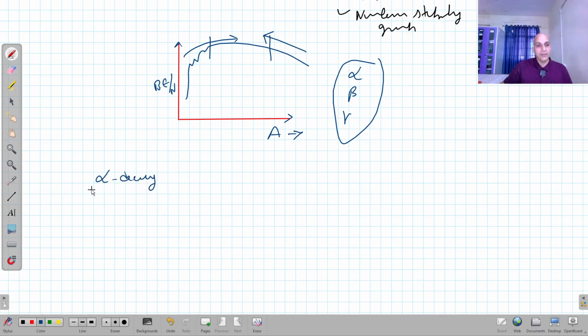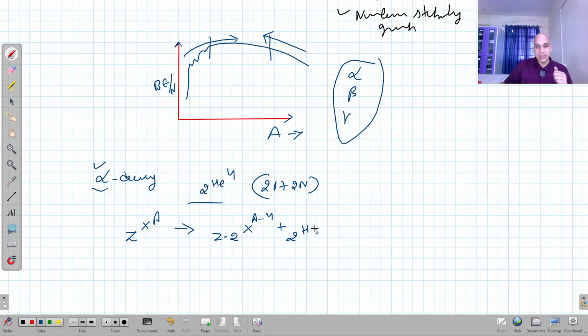We know very well, first of all, what is an alpha particle? It is a helium nucleus, 2He4, a combination of 2 protons plus 2 neutrons, right? So when a nucleus, for example the parent nucleus represented as ZXA, emits an alpha particle, then its atomic number decreases by 2 and mass number decreases by 4, plus 2He4. So this is the alpha decay.